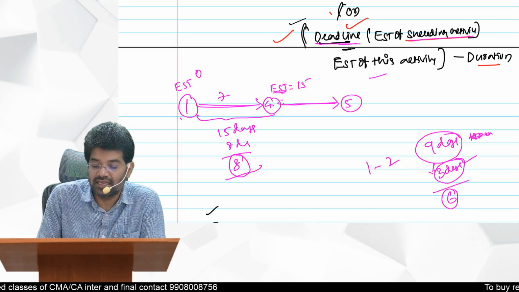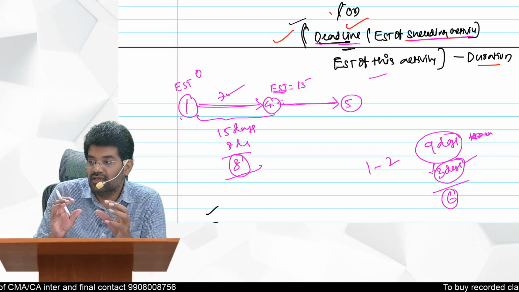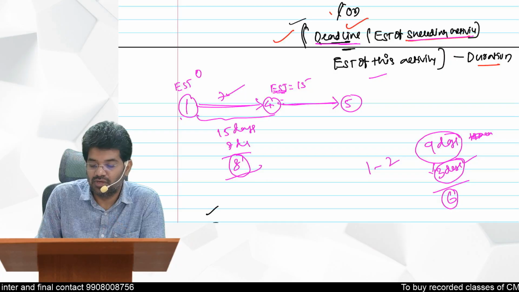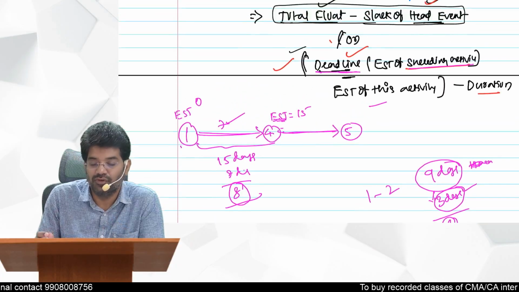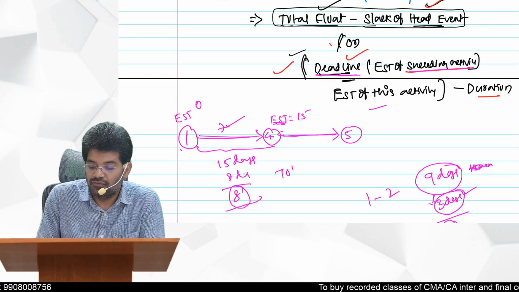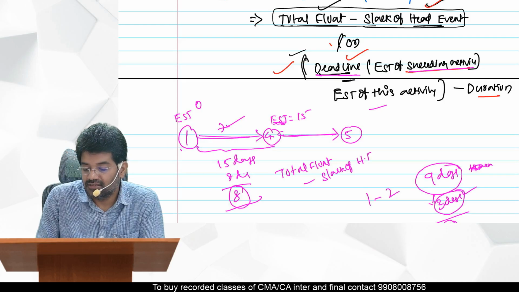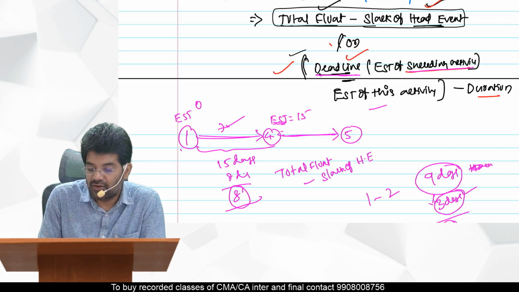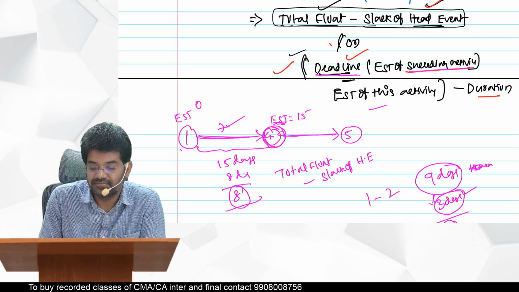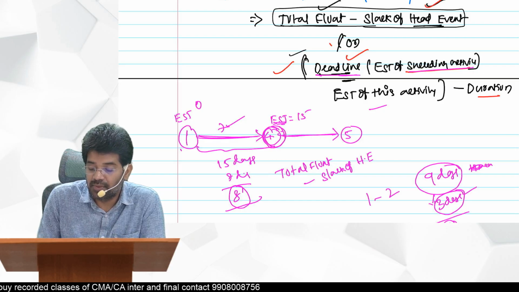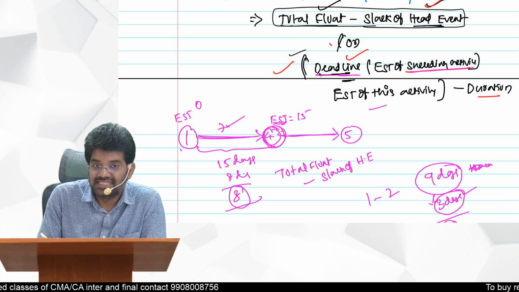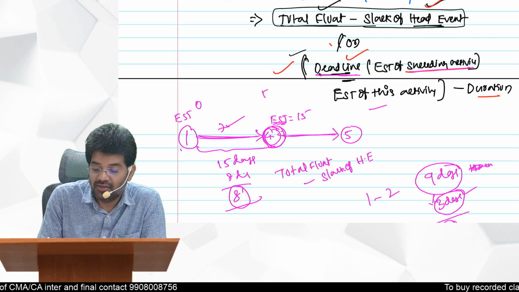So how do we get this in a quick manner, a shortcut? What is the shortcut for free float? Total float minus slack of the head event. See, this is the head event for 1 to 4. Here you should compare the slack of what? The E value and the L value.